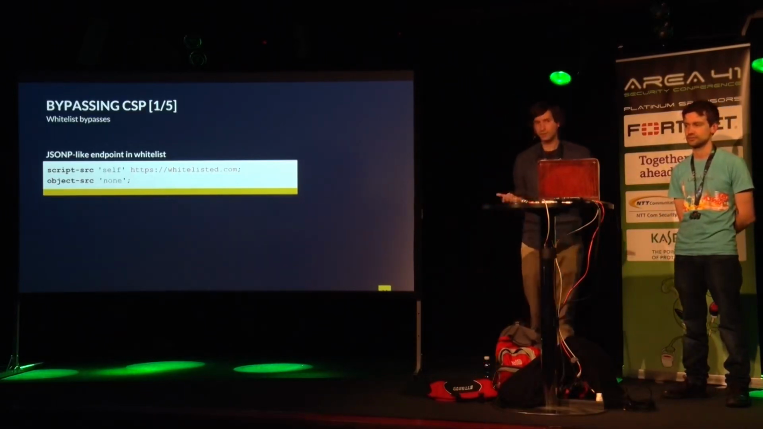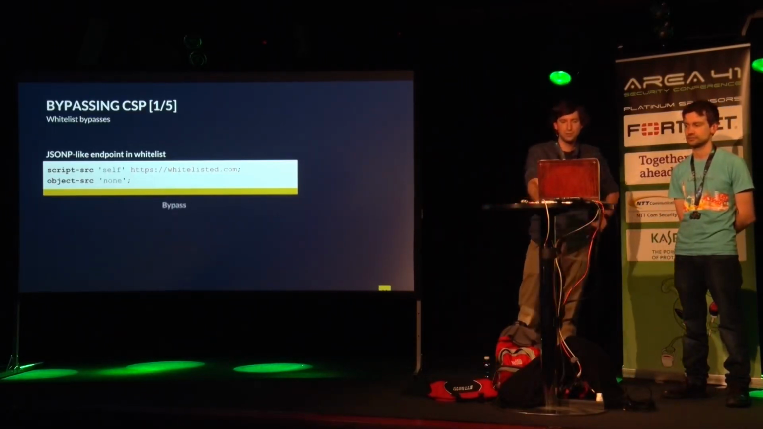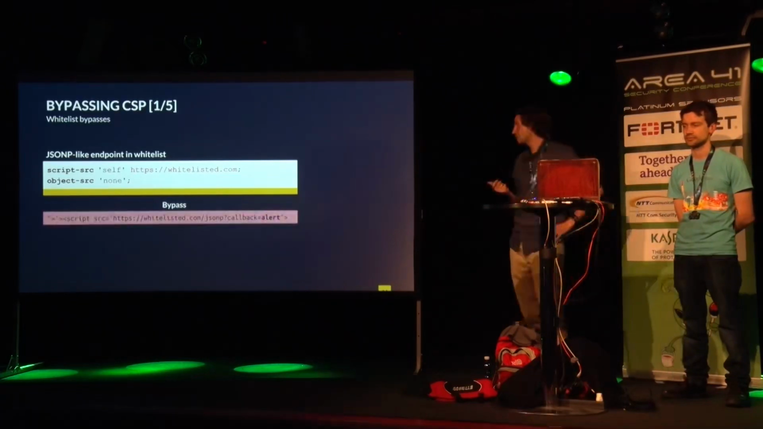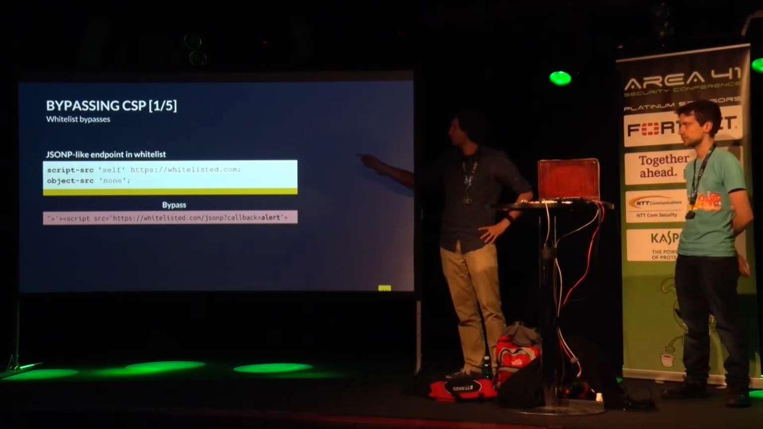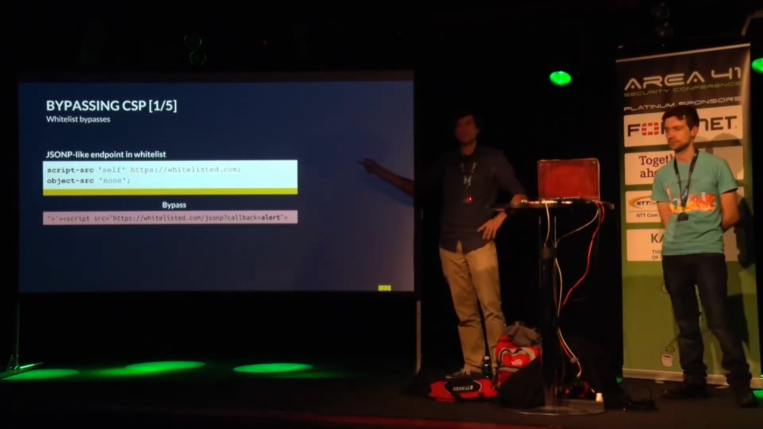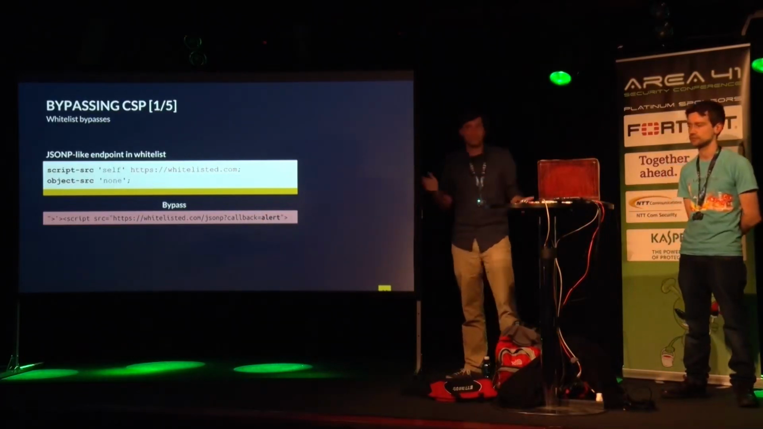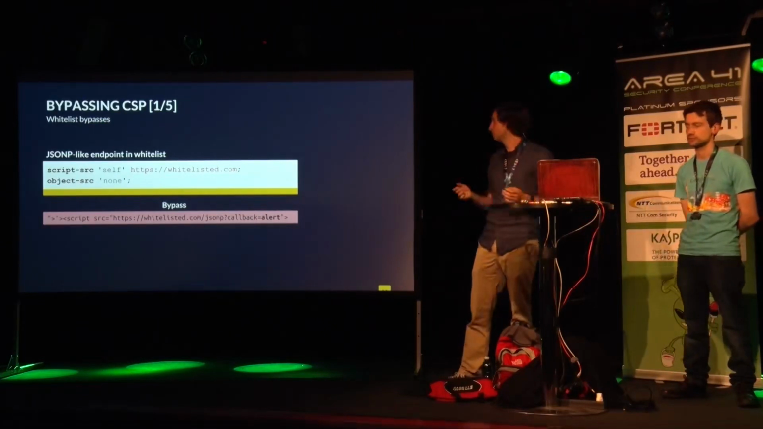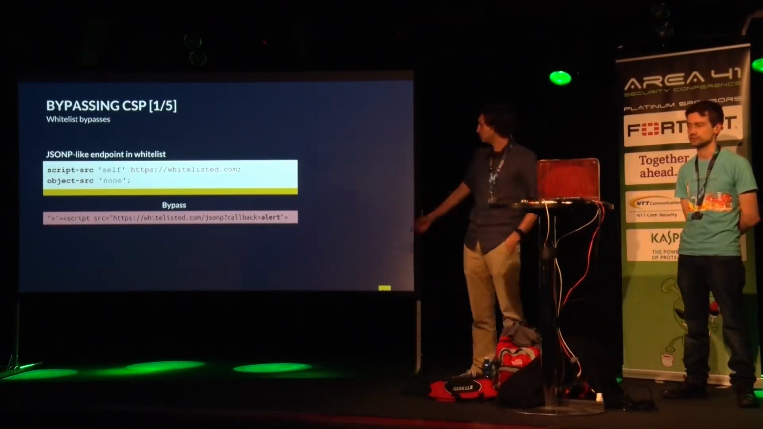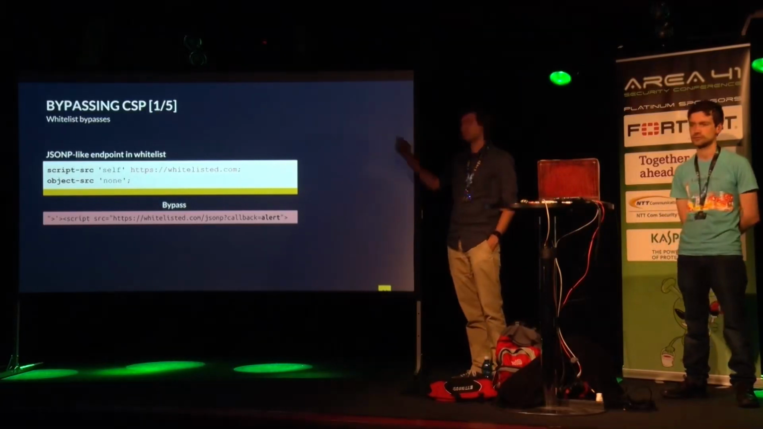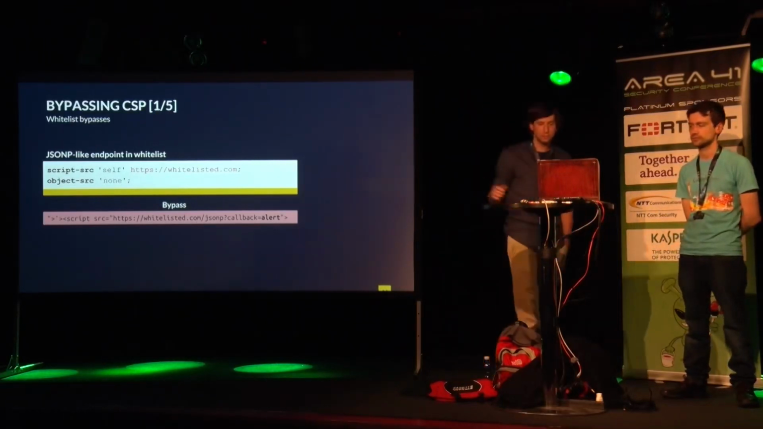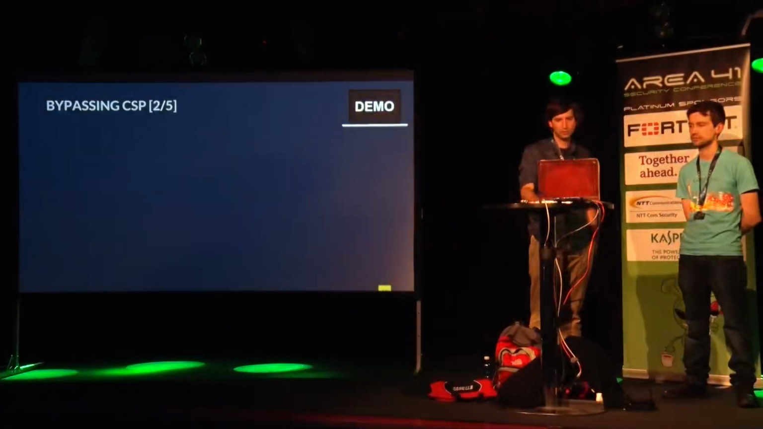So that's very nice in the case of CSP, because you could, for example, do something like that. There's a JSONP endpoint on whitelisted.com, and there are plenty of JSONP endpoints in CDNs and popular domains, which people usually whitelist. And you can do something like that. You have JSONP, and then you say callback equals alert. What happens is the following.